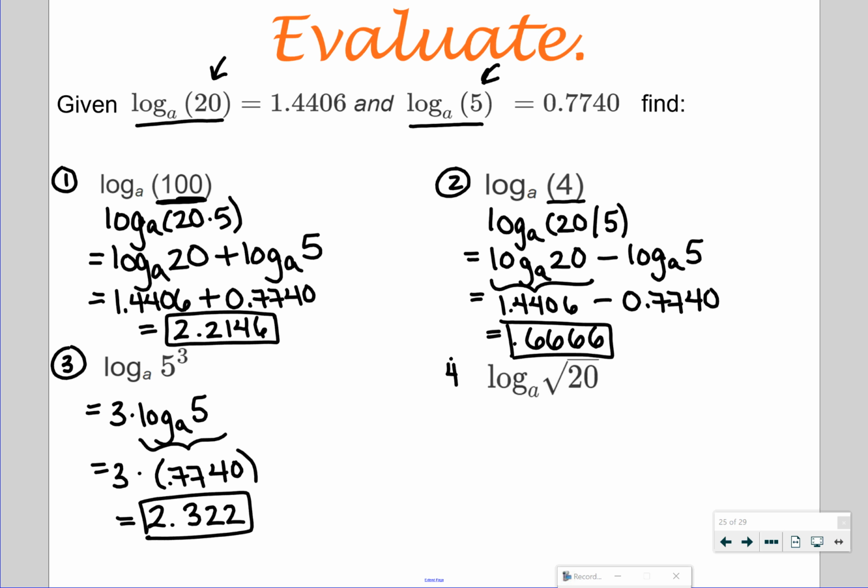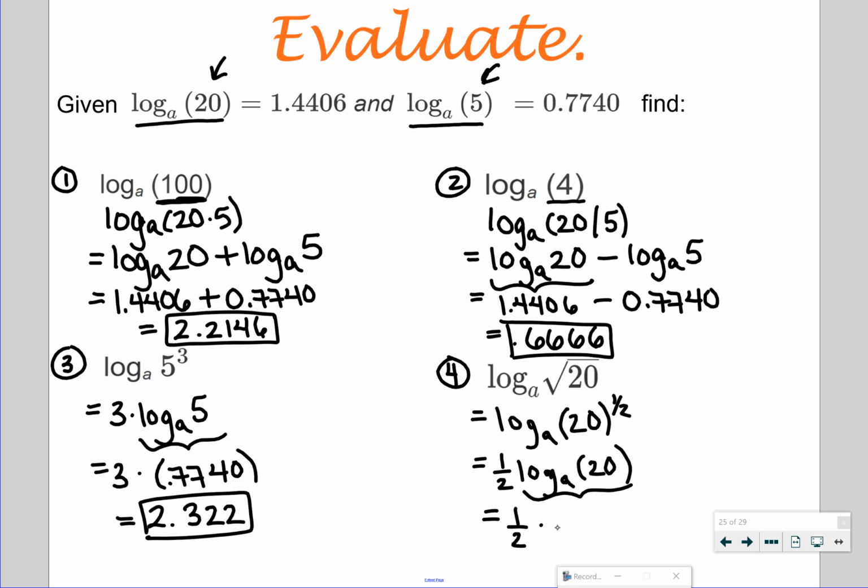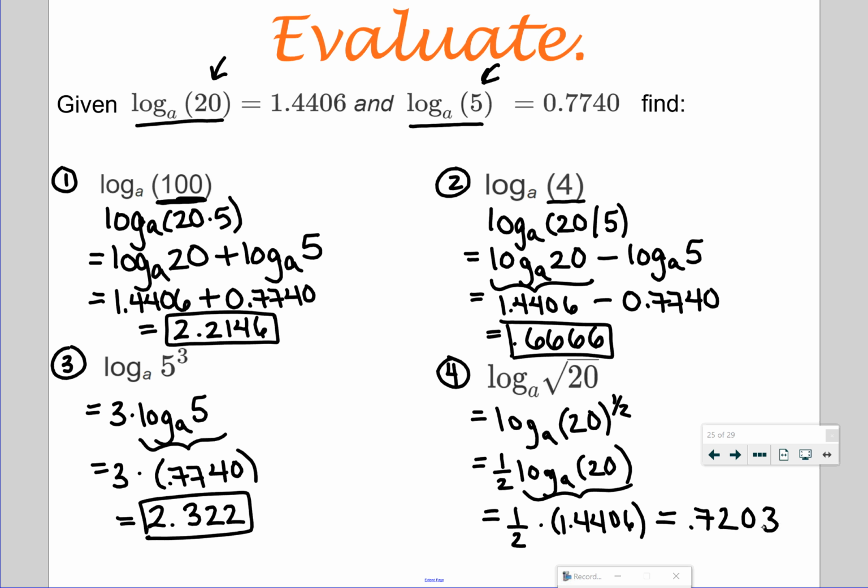Number 4. So I have this square root. Remember, we want to think of that square root as a 1/2 power. And we're going to bring the power down in front. And log base a of 20, that was a given piece of information. So I'm going to have 1/2 times 1.4406. And that's going to simplify to 0.7203.